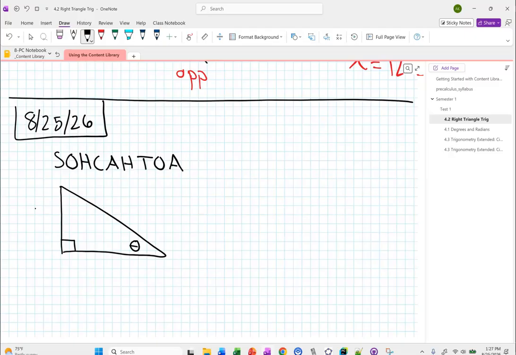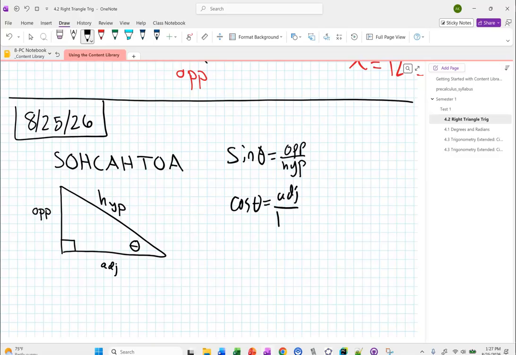So opposite is always across from the angle. Hypotenuse is always across from the 90 degree. And then adjacent is that third side. So depending on where that theta is located, which acute angle, dictates where the opposite and adjacent are. Everybody remember? Okay, and then SOHCAHTOA reminds us that sine is opposite over hypotenuse, cosine is adjacent over hypotenuse, and tangent is opposite over adjacent.